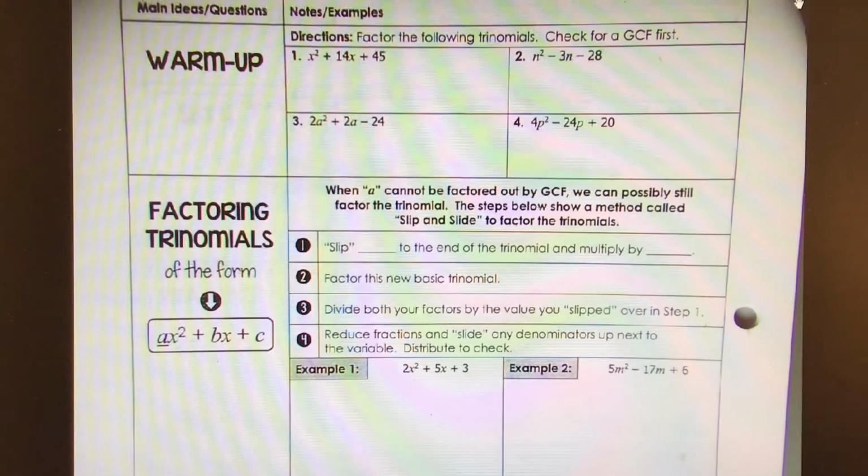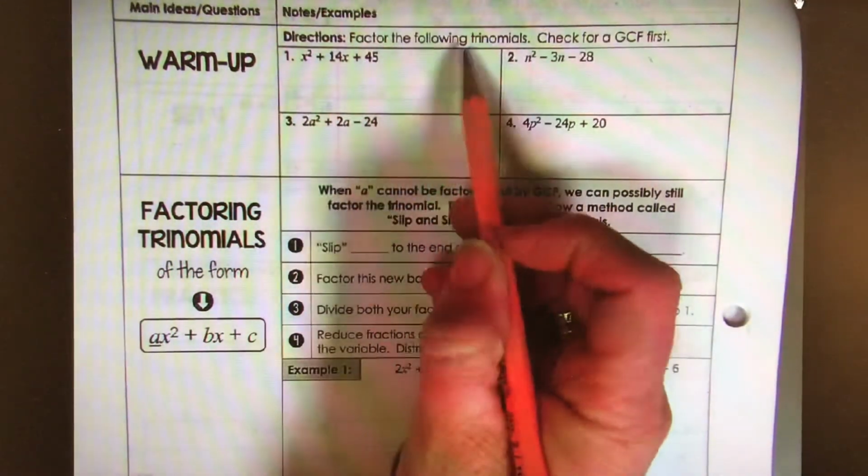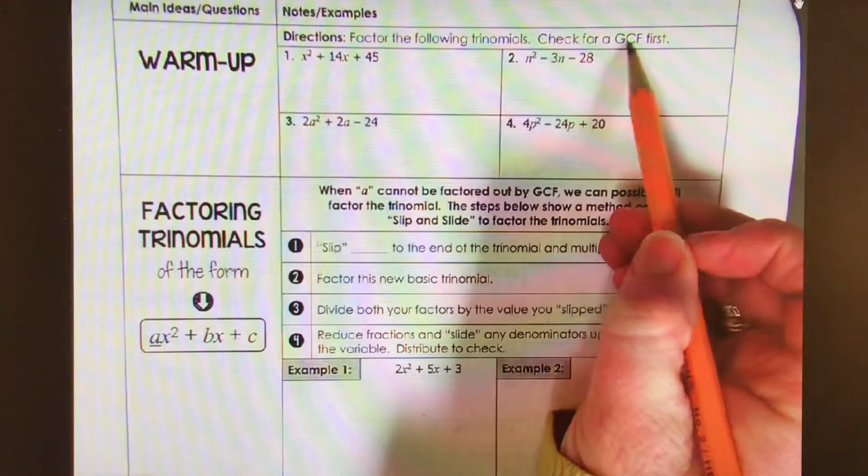Well, we're going to learn today how to tend to a trinomial if it does have that leading coefficient of that x squared that is over 1. Let's go for it. So let's do some warm-up problems first. And up here it says factor the following trinomials and check for a greatest common factor first.